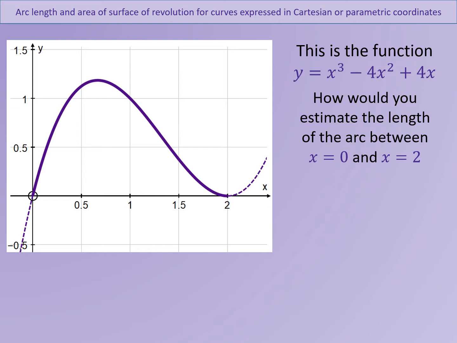So you can see I've got a function there. It's a function of x cubed minus 4x squared plus 4x. And you can see it's between the limits of 0 and 2. And I'm not looking at an integration question, which will be the area under that graph. What I'm looking for is the length of the actual arc itself. So the length of that curve section.